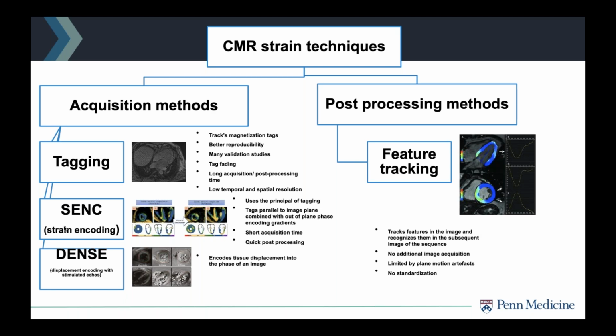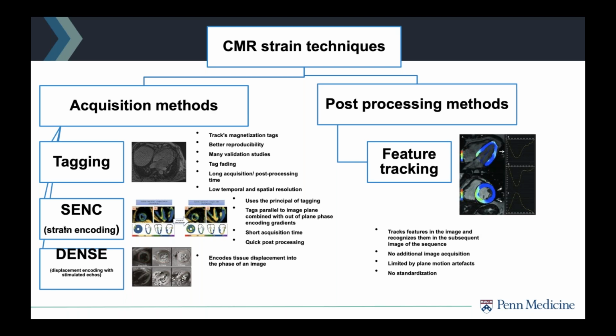SENC is a newer technique which is now upcoming, and there's data which is going to be coming out about utility of SENC in cardiotoxicity. It uses the same principle as tagging, but it tags parallel to the image plane and combines that with a phase encoding gradient. It has very short acquisition time, and the post-processing is very quick as well. DENSE is another technique as well, and this uses tissue displacement encoded into the phase of an image.